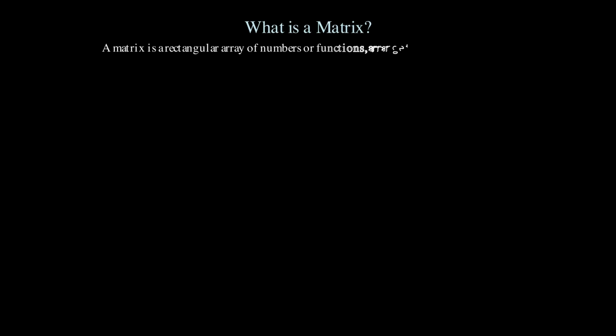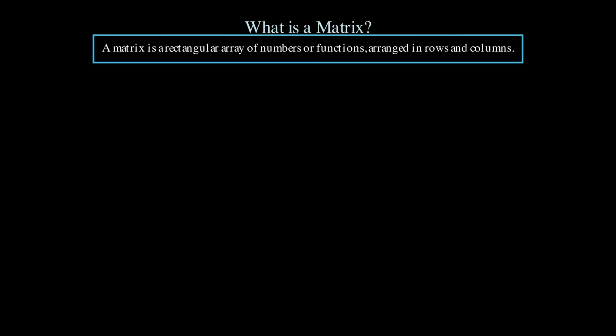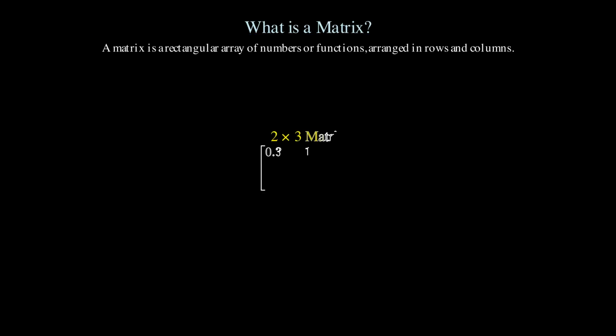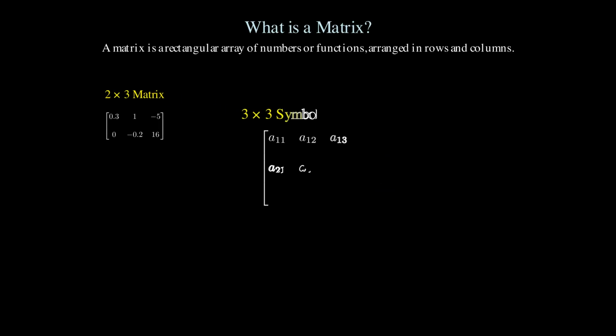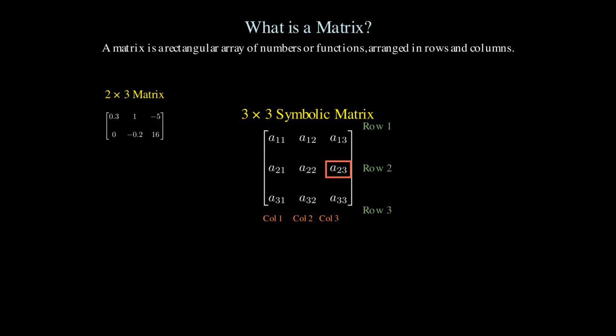So, a matrix is a rectangular array of numbers or functions, arranged in rows and columns. This is a 2 by 3 matrix. It has 2 rows and 3 columns. This is a 3 by 3 symbolic matrix. It has 3 rows and 3 columns. We can identify each element by its position, like a23, meaning row 2, column 3.